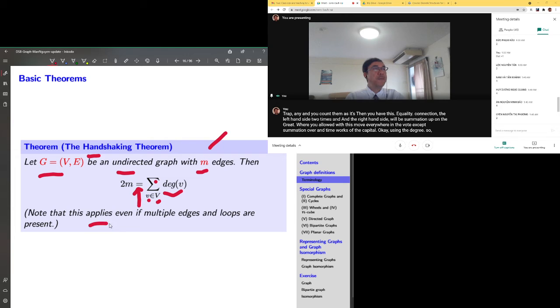So we apply this one not only for the simple graph but also for the multigraph. Multigraph allows loops as well, so it's very general. 2 times m equals the summation of the degrees. You have to keep that in your mind.